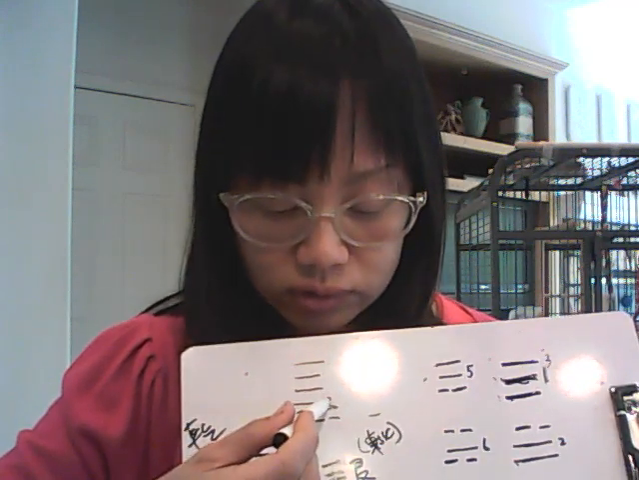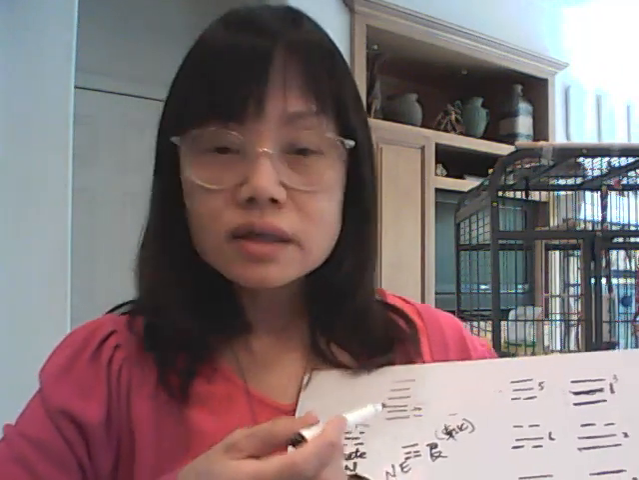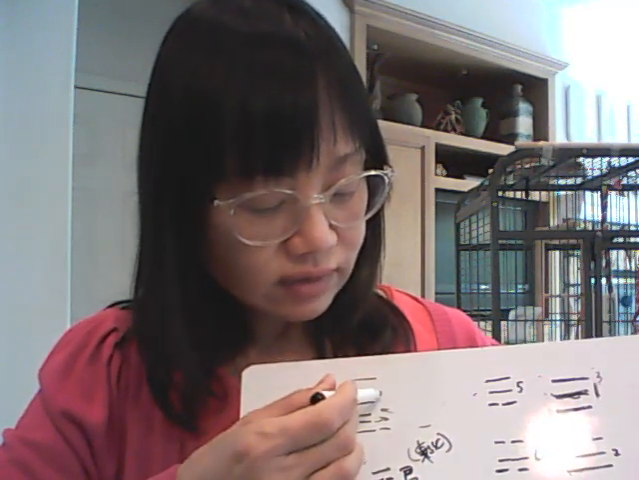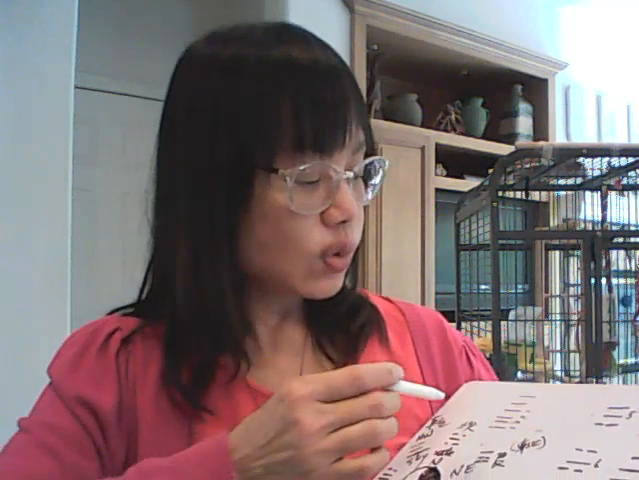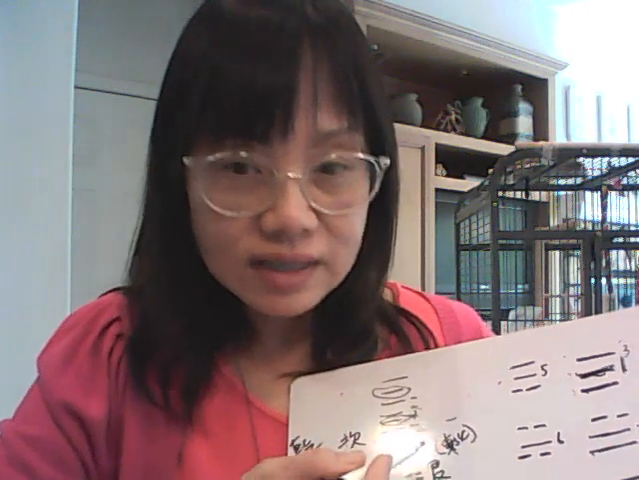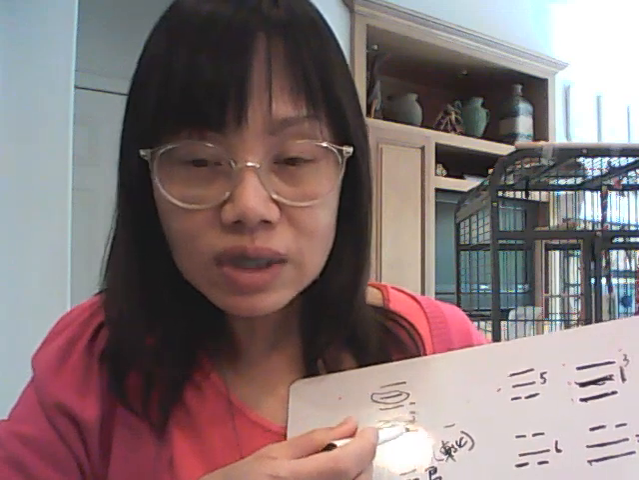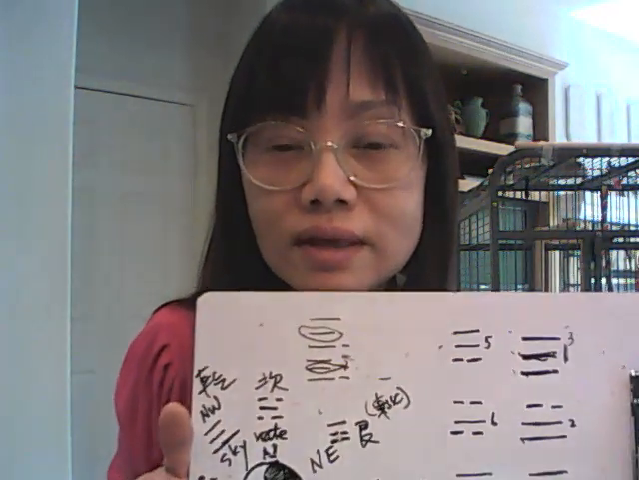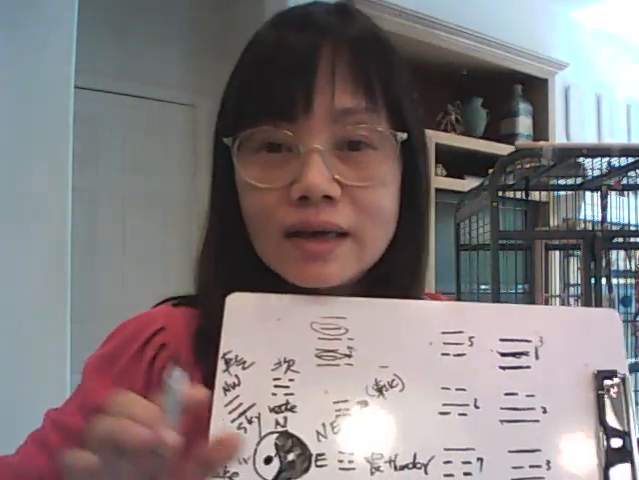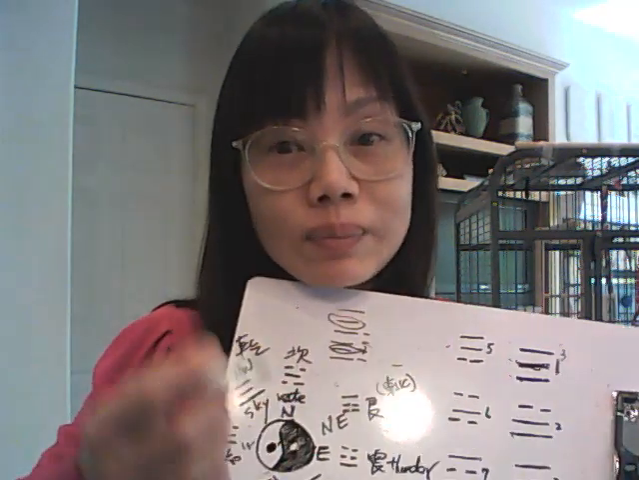Then we go on to the third one. The third one isn't really good, you're still learning. Then 2 and 5 are always the best positions. Why? Because they are in the middle of the lower trigram and upper trigram. Middle means right: not too left, not too right, not too high, not too low. It's right in the middle. So middle is always the best.